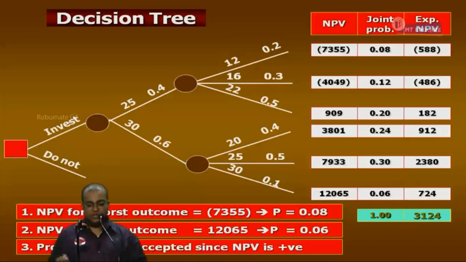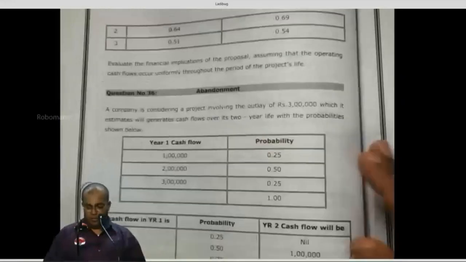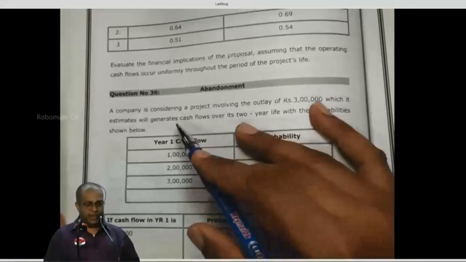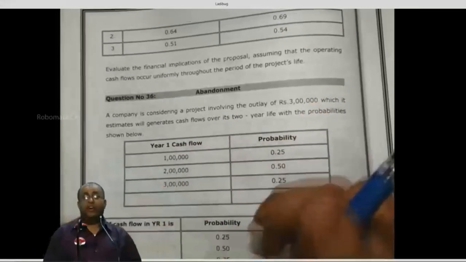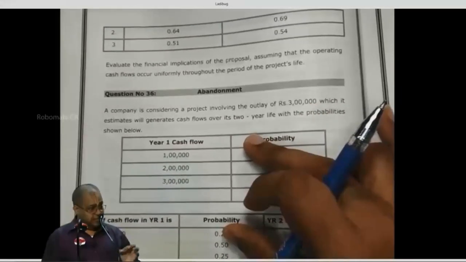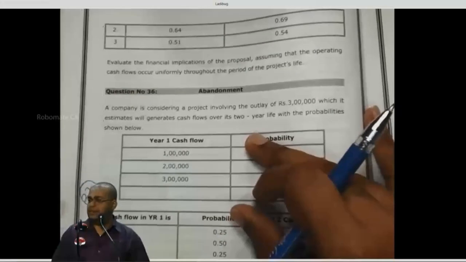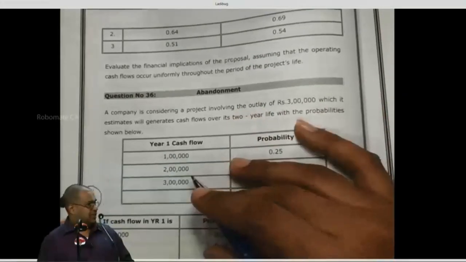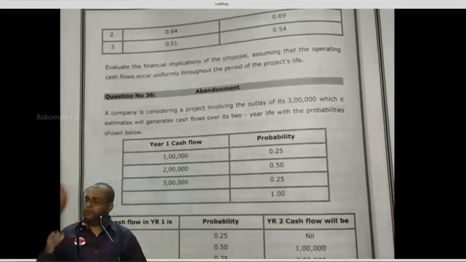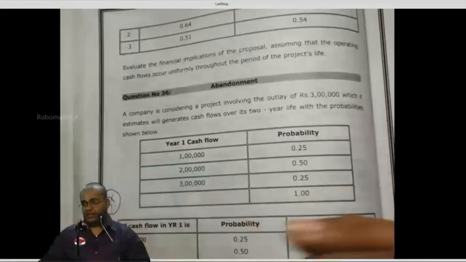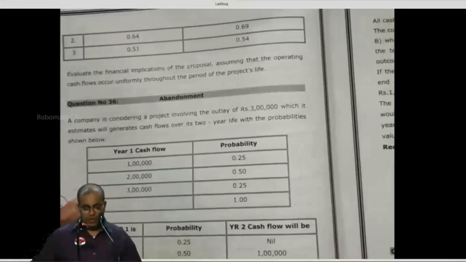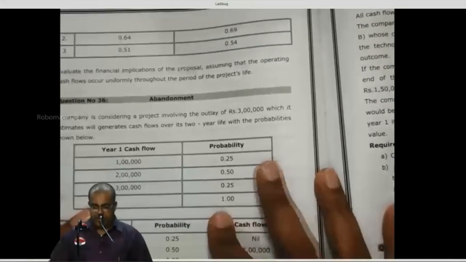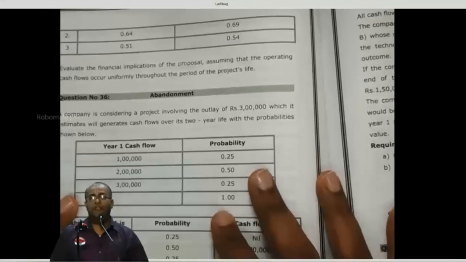This problem we in our notebook took from a book called Brealey Myers, but not the same problem; the same type of sum has been included in the second previous RTP. So it could be asked in the examination. Now, a company is considering a project involving the outlay of 3 lakhs.